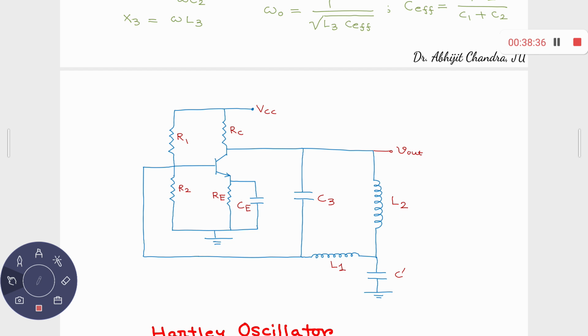DC wise they are shorted to some extent. Whenever you go for a DC operation, this capacitor C3 will act as an open circuit, so this will not work.